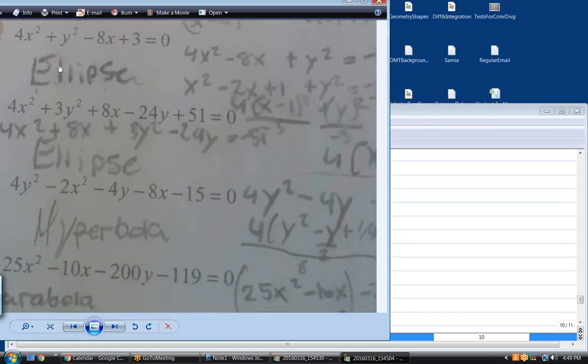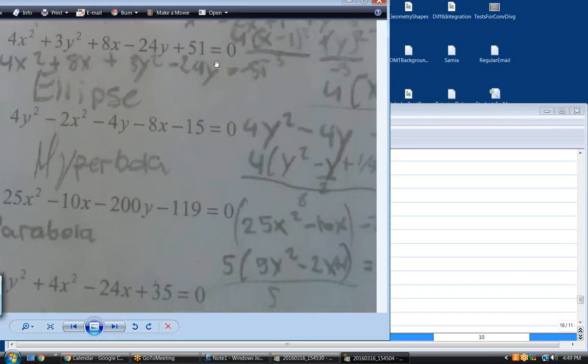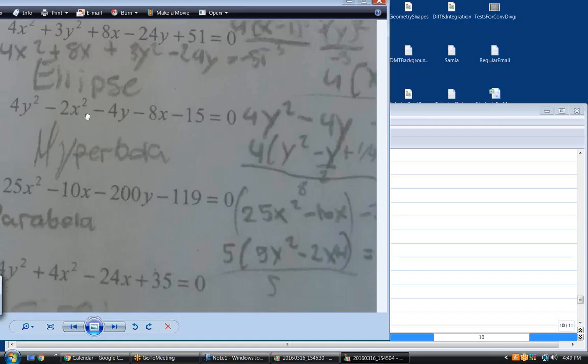That's an ellipse, because the coefficients are different, and there's a plus sign. This one's a hyperbola, because there's only one minus sign. In other words, one of the squared variables is plus, one of them is minus. That makes it a hyperbola.